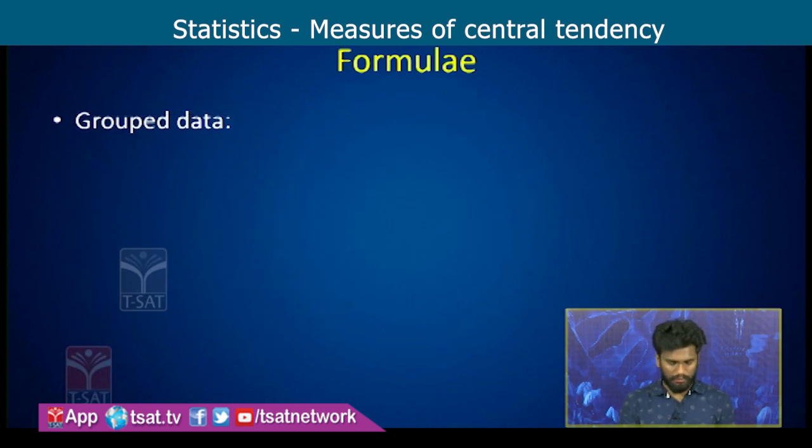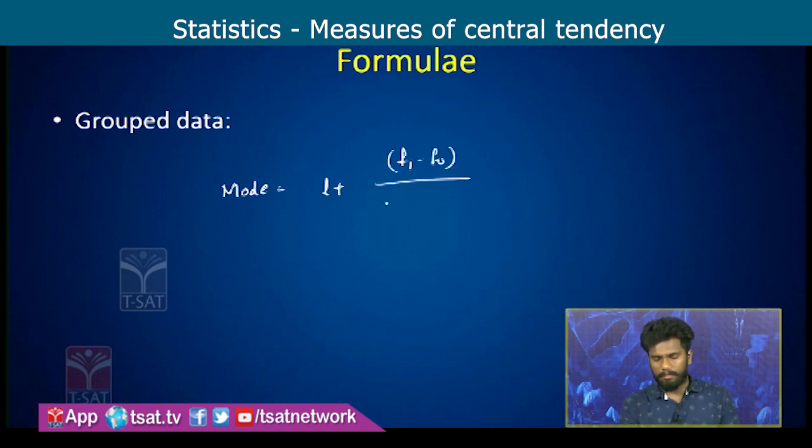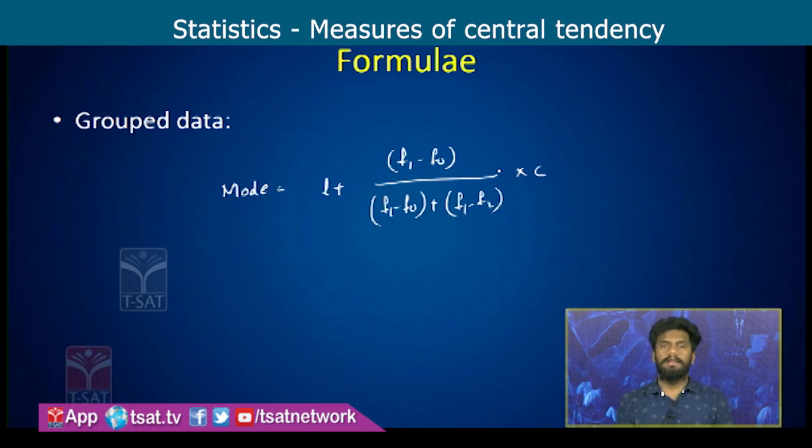So I'm writing the formula clearly here once again. Just note it. Mode is equal to L plus (f1 minus f0) divided by (f1 minus f0 plus f1 minus f2), into class interval. So this is the mode formula.